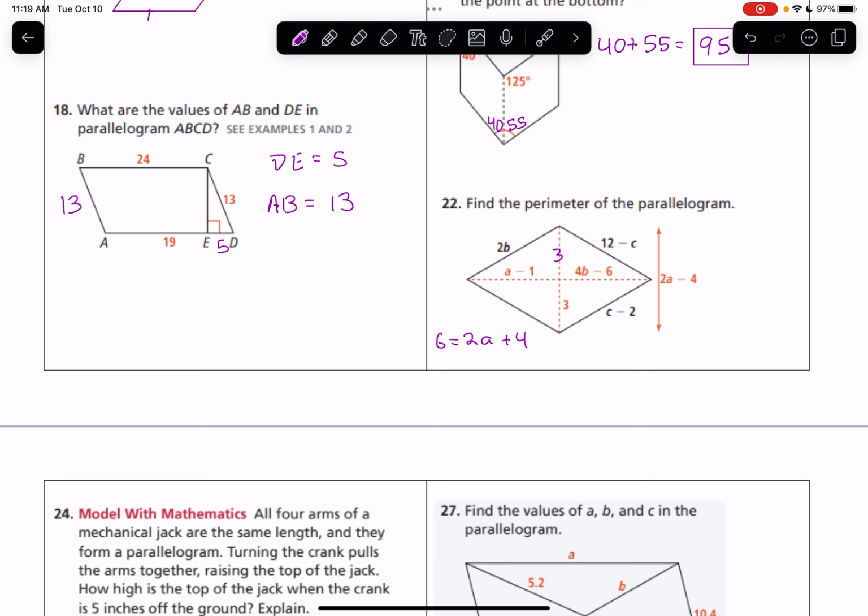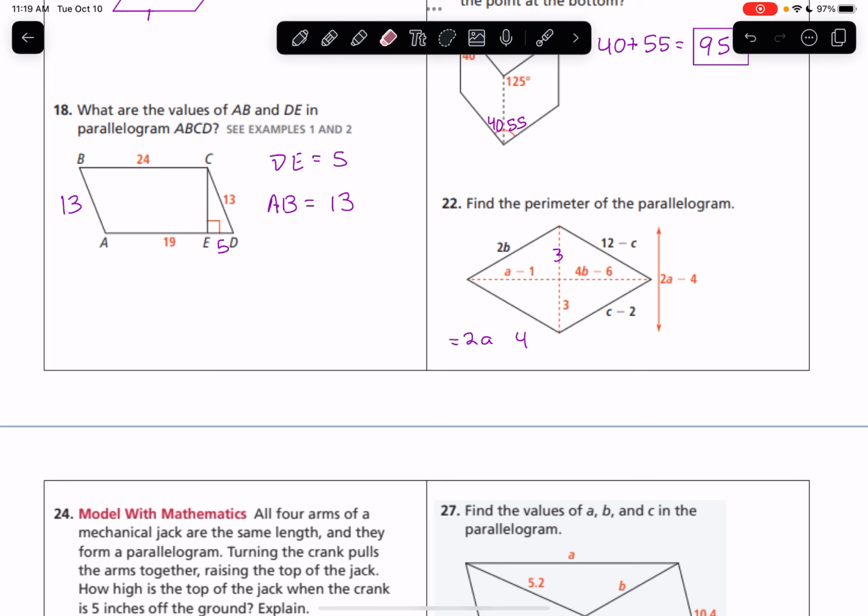Then solve that equation. So subtract 4, 2 equals 2a, 1 equals a. So a is 1. So anywhere else I see, why does that not make sense? Hold on. Oh, because it's 2a minus 4. Like I said, sometimes this happens.